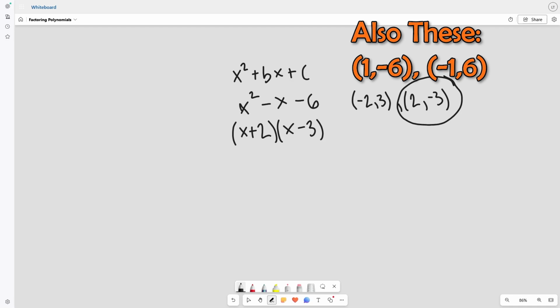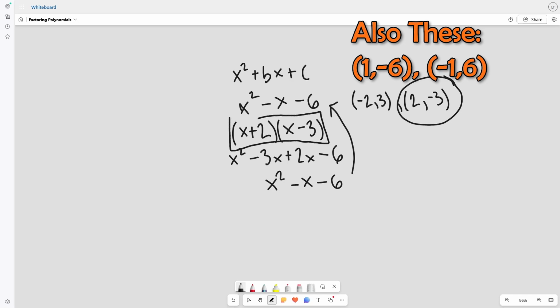Now, if you want to go ahead and check and make sure you got the right answer, you can use FOIL and multiply this out. So we would have x squared minus 3x plus 2x minus 6, and simplify that down. x squared minus x minus 6, and that gives us the same thing we started with. So this is in fact the right answer.